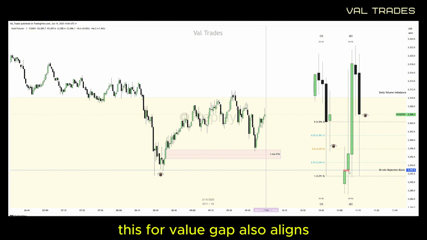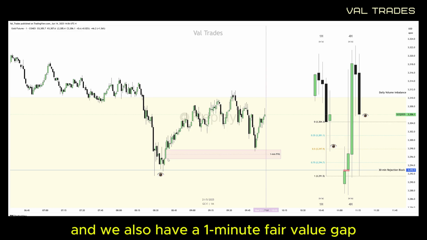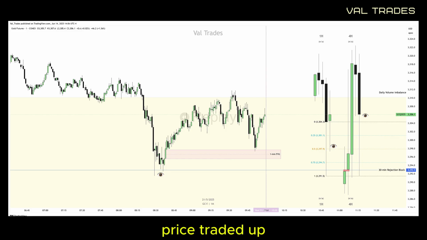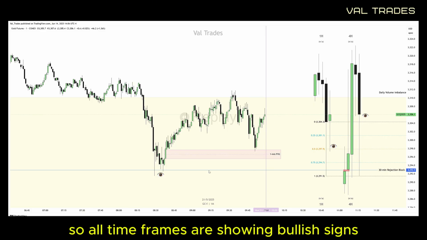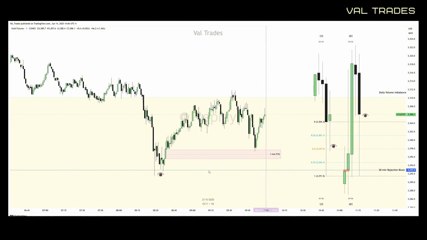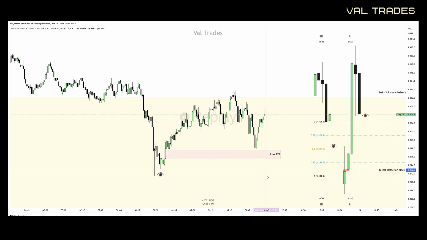This fair value gap also aligns with the 30-minute rejection block here, and we also have a 1-minute fair value gap. Price traded up, came back to retest it and rejected from it again. So all time frames are showing bullish signs. That's why I'm expecting higher prices from here.